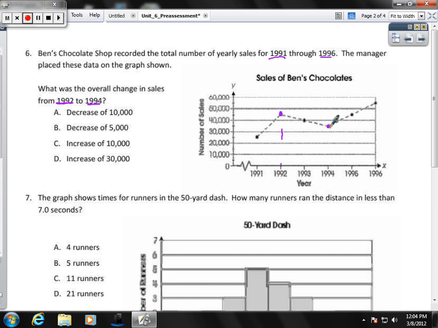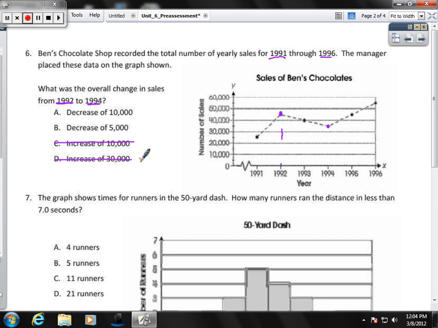But what I do want to look at is where the data is in 92 and where it is in 94. And tell me, is that data in 1994 higher or lower than it was in 1992? Megan, it is lower. So are the sales increasing or decreasing? Decreasing. So one of my choices has to be either A or B, so I'm going to go ahead and eliminate both of those two. That's the first thing you want to do. It's the easiest thing you can do.